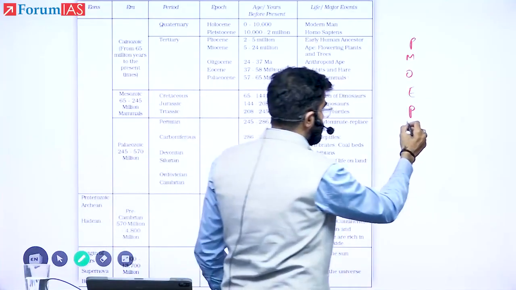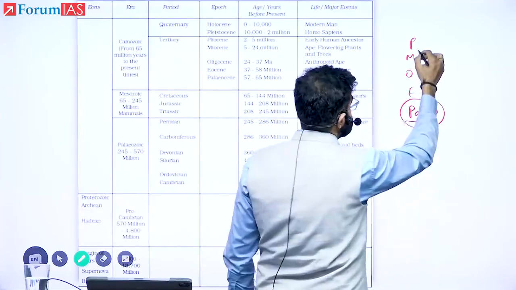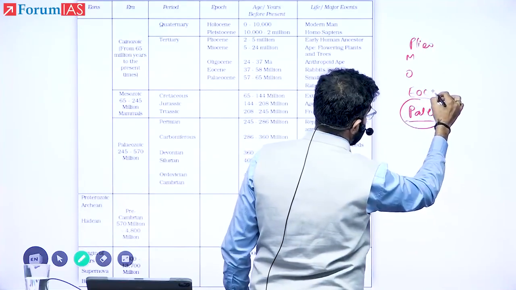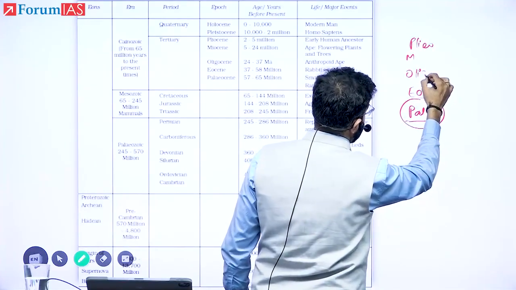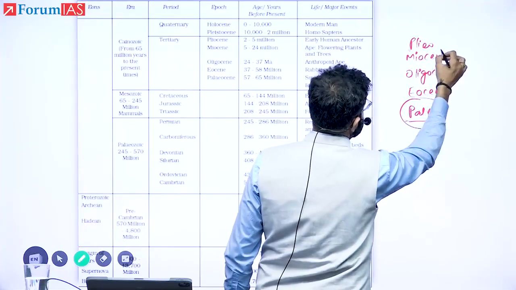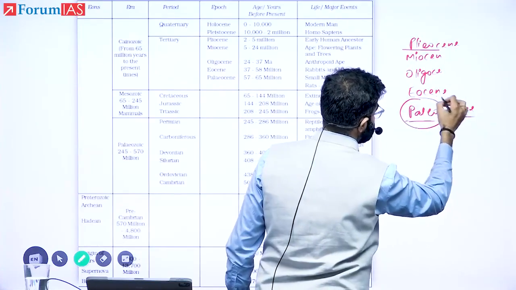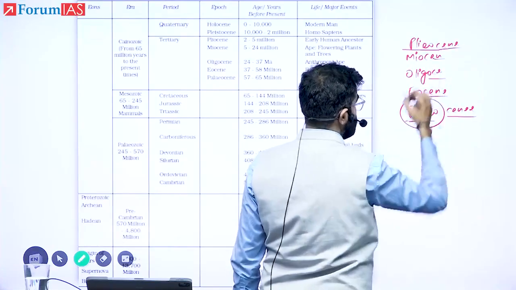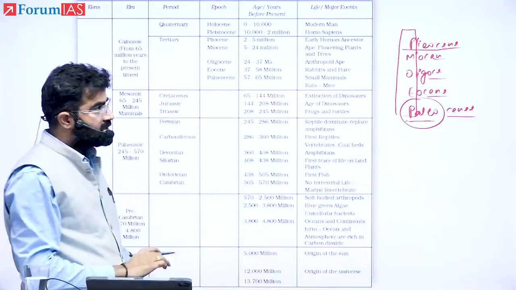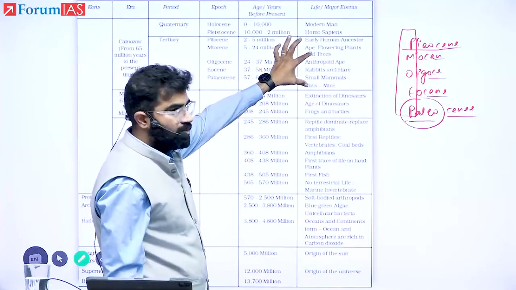P stands for Paleo. Paleo means the older. And the rest of them are Eocene, Oligocene, Miocene, and Pliocene. Everywhere you will attach the word Cene, and this is PEOMP. This is how you will remember the sequence. These are very trivial information, not required.